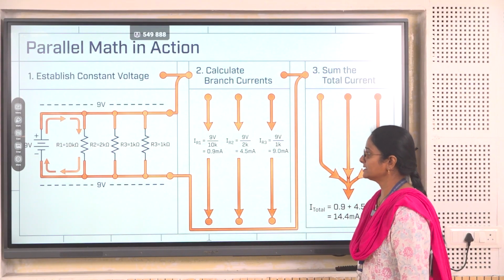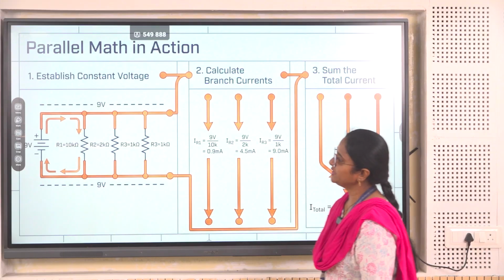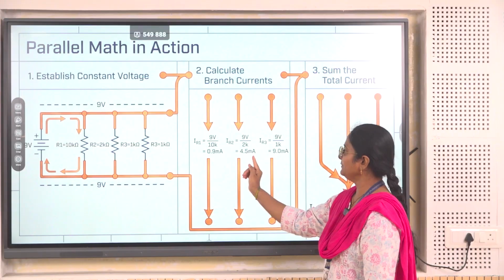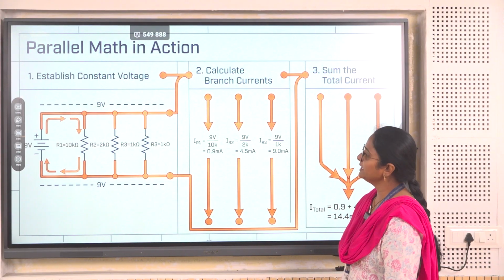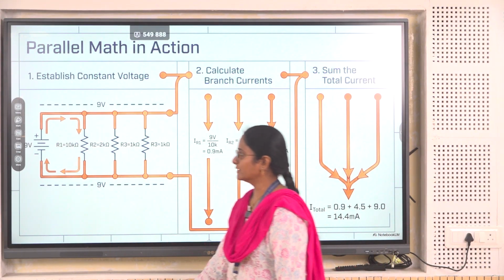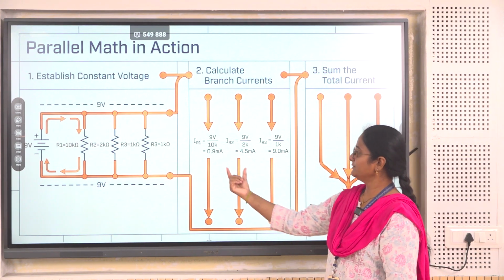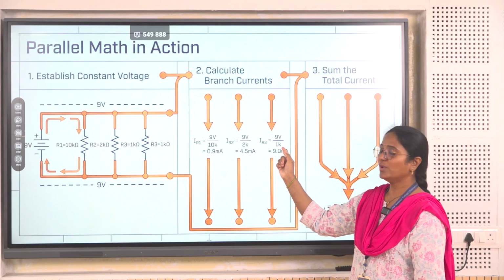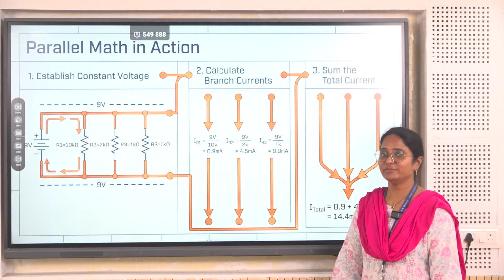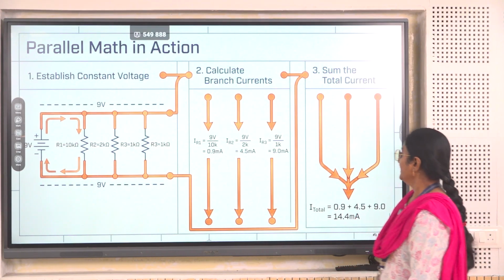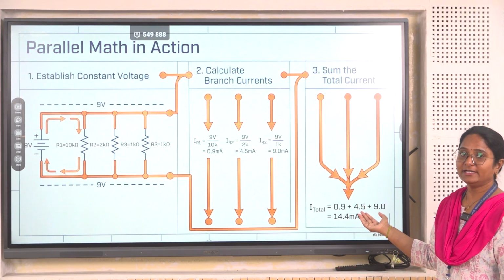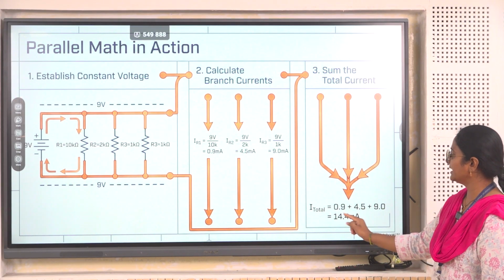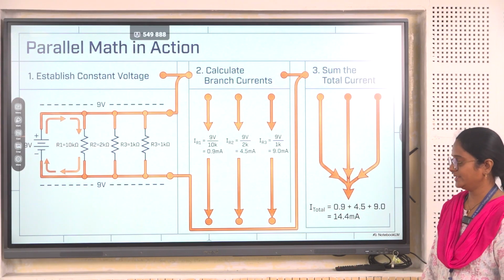The interesting part is that the current generated from the source is the sum of all these currents, that is 0.9 plus 4.5 plus 9 milliamperes, which gives the total current across the source. The greater the resistance, the smaller the current, and the smaller the resistance, the larger the current flowing through the circuit. You can see Kirchhoff's current law being obeyed here: the total current coming towards the node is the sum of the branch currents, which is 14.4 milliamperes.